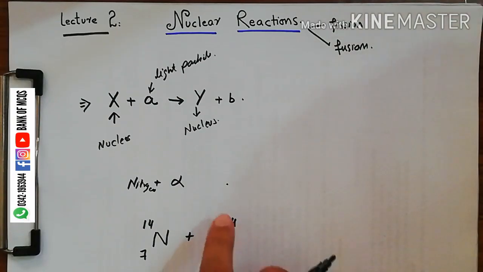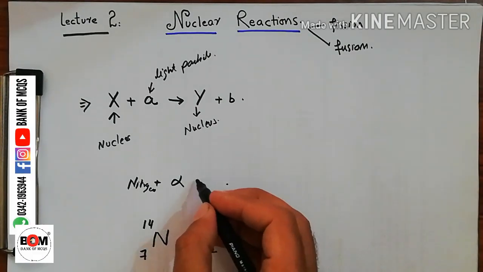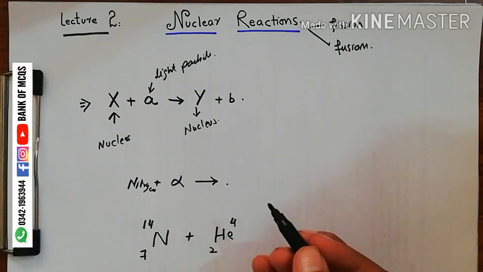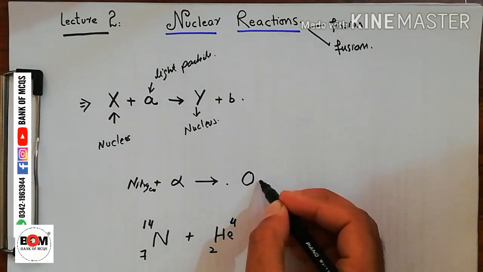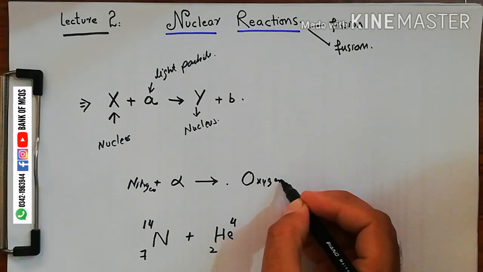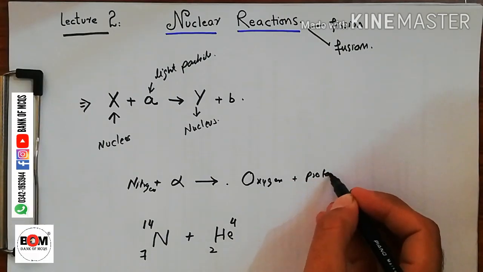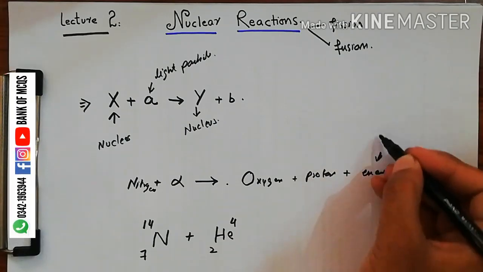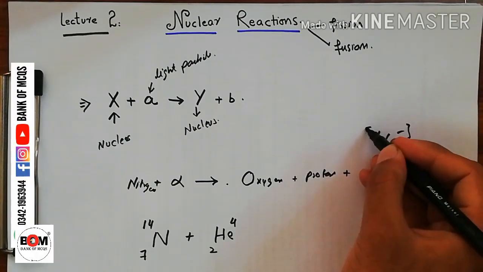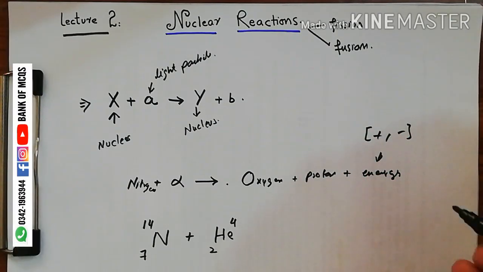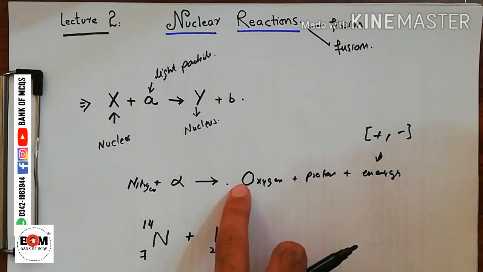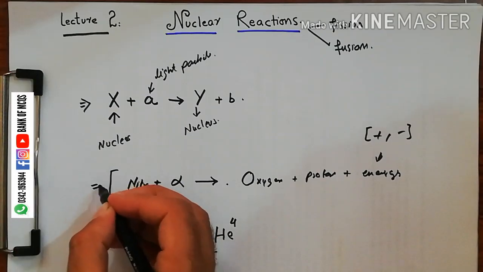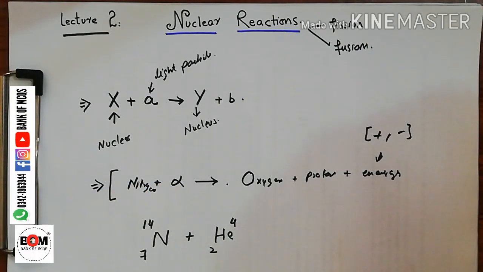Now he observed that as a result of this reaction, oxygen is obtained and a proton is emitted. Oxygen is obtained plus a proton and plus energy. This energy will be positive or negative depending upon whether the reaction is endothermic or exothermic. Either this reaction gives us energy or this reaction requires energy. So this was the nuclear reaction observed by Rutherford.